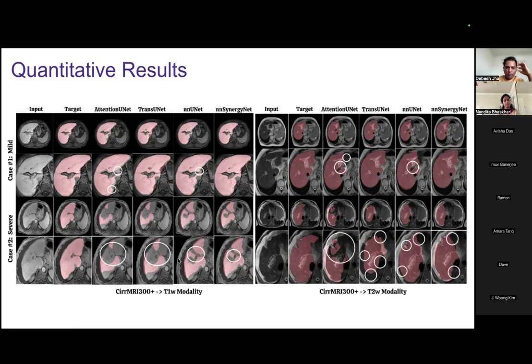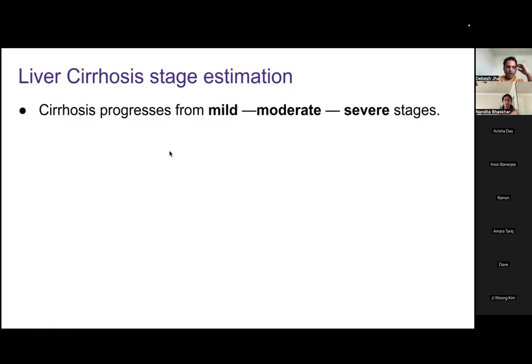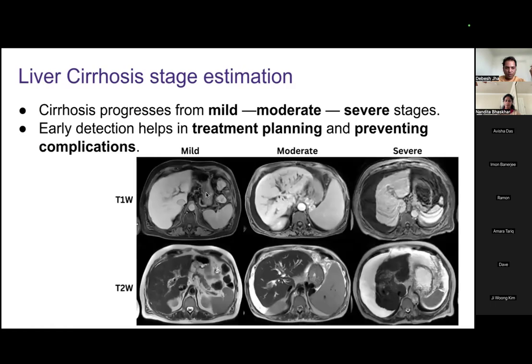Now this is all about the segmentation. But when we designed the segmentation data set, we also thought of extending it into a classification data set. For example, a radiologist first segments and then grades, whether it is mild cirrhosis, moderate cirrhosis, or severe cirrhosis. If we can develop that data set, it will be useful for the community. So we further classified the data into mild, moderate, and severe, for both modalities, because it can help in treatment planning and preventing complications.